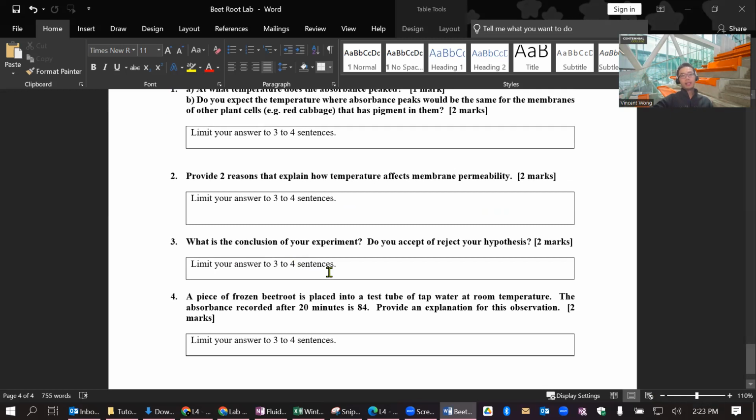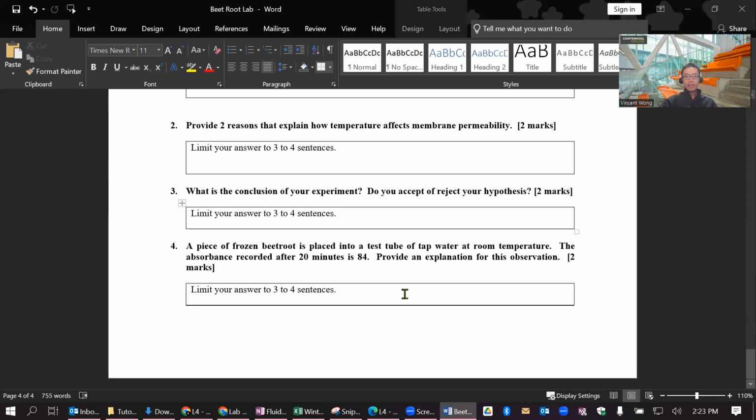Number 3, this is very easy. What's the conclusion? Did temperature affect the membrane permeability? Did you get it right? Some people lose marks because they forgot what they wrote in their hypothesis, and then they accept their wrong hypothesis or reject their correct hypothesis. So just make sure you get your story straight. Whatever you said in the hypothesis, either it was the same as the result, which you will accept, or it was different, then you will reject it.